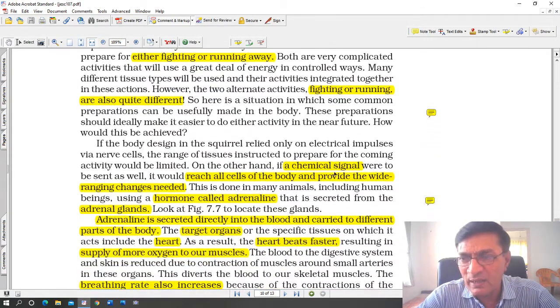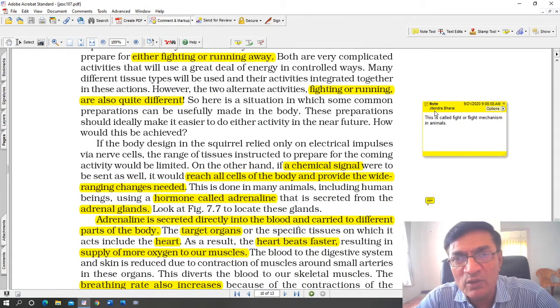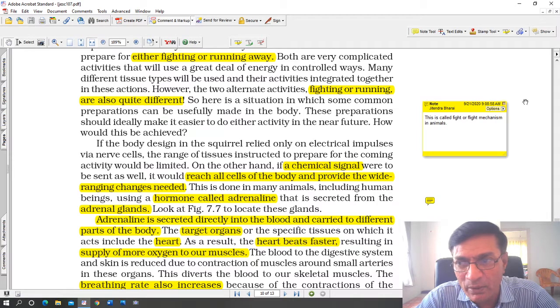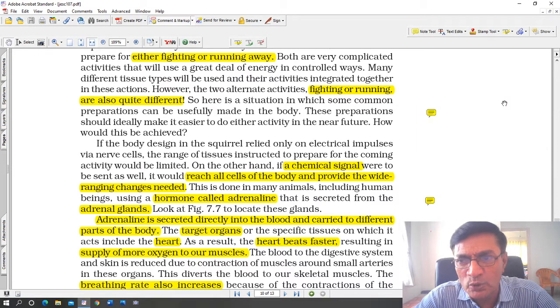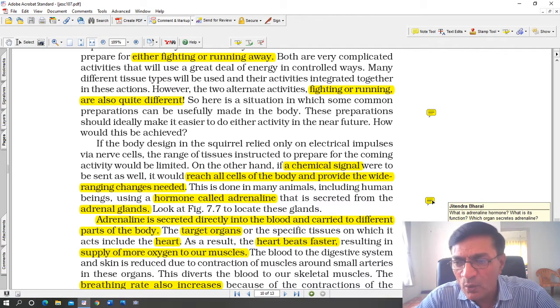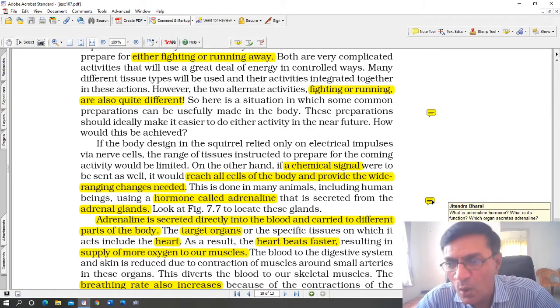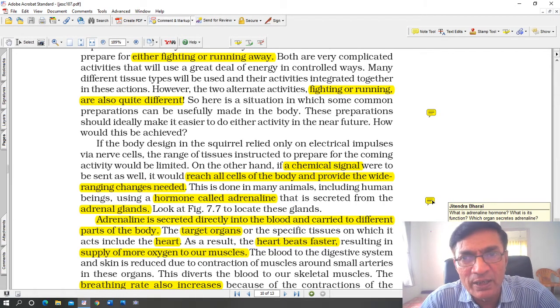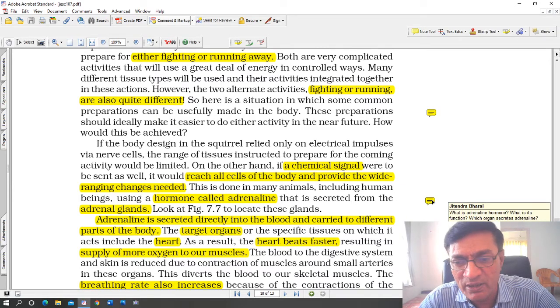Alright, now let's see. There are a couple of things I have written here. This is called fight or flight mechanism in animals. Animals are able to show this. Remember, trees cannot, because trees do not have locomotion. There is another question here. What is adrenaline hormone? What is its function? And which organs secrete adrenaline hormone?